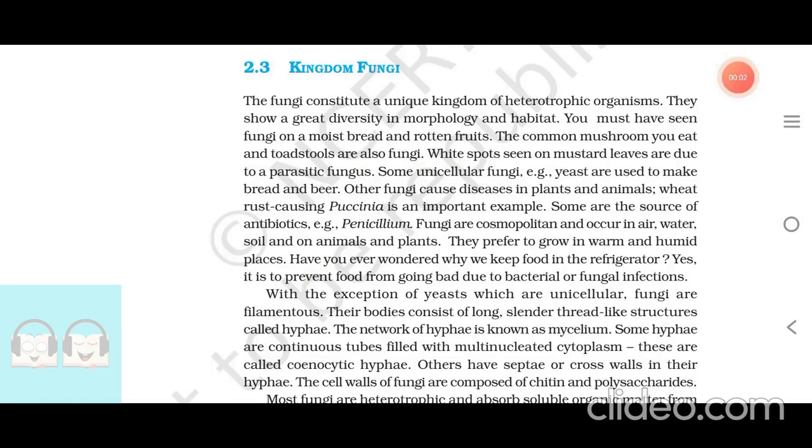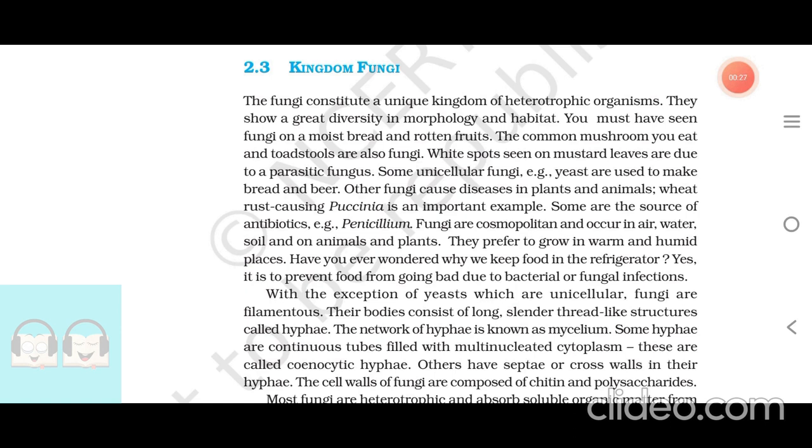Kingdom Fungi. The fungi constitute a unique kingdom of heterotrophic organisms. They show a great diversity in morphology and habitat. You must have seen fungi on moist bread and rotten fruits. The common mushroom you eat and toadstools are also fungi. White spots seen on mustard leaves are due to a parasitic fungus.